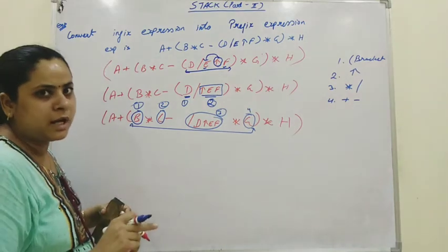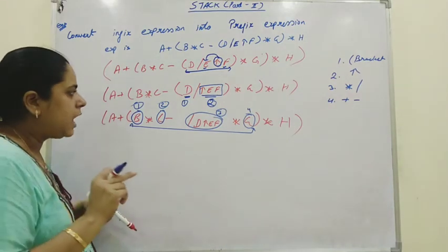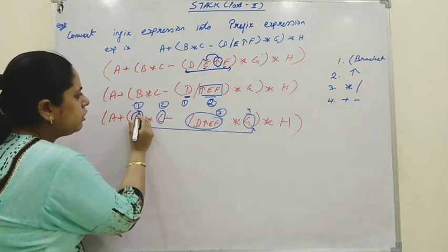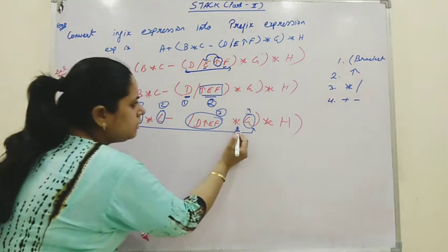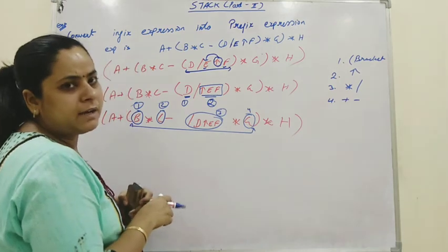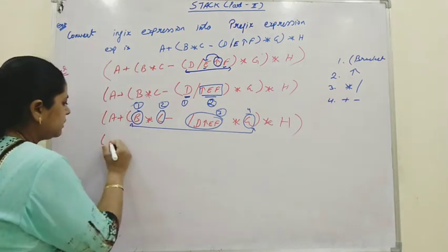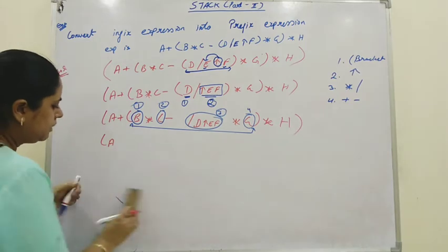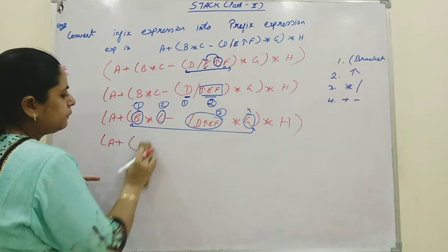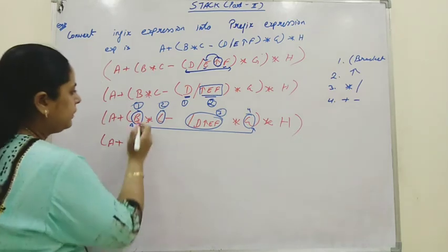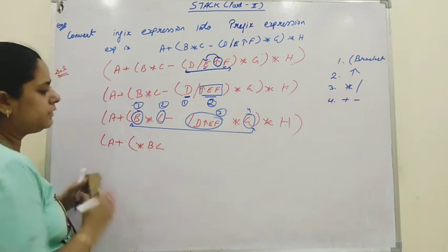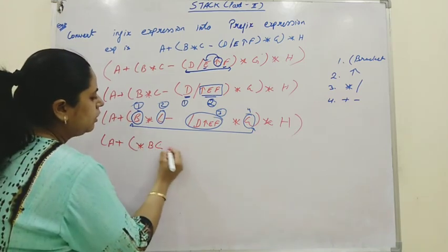Reading from left to right, which operator is having higher precedence? Asterisk is having higher precedence. Asterisk is working on which two operands? 1 and 2. And here also asterisk is working on which two operands? 3 and 4. So, we will evaluate first these two. So, A plus, prefix placing the operator before the operand. So, asterisk will come first and these two operands will come after the operator.